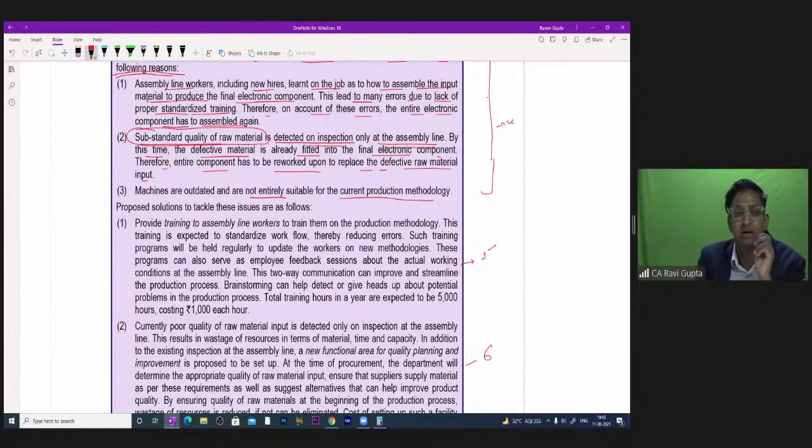So really, this is a late process. By this time the defective material is already fitted in the final electronic component. Therefore, the entire component has to be reworked to replace the defective raw material inputs. So again, we have to rework completely to replace the defective raw materials. Okay, the third reason is machines are outdated and are not entirely suitable for the current production methodology.